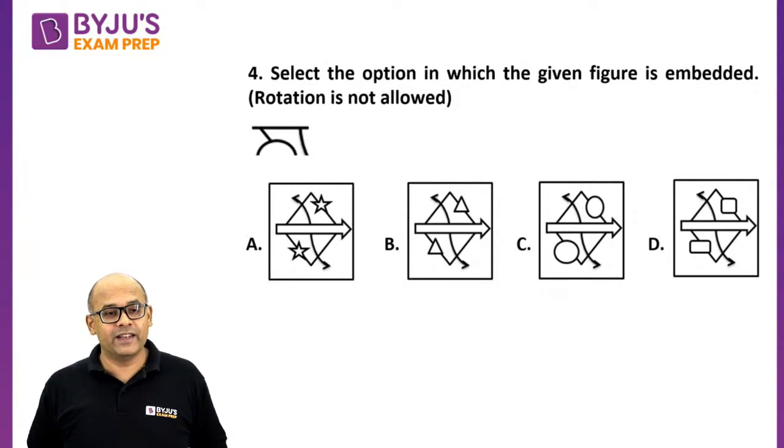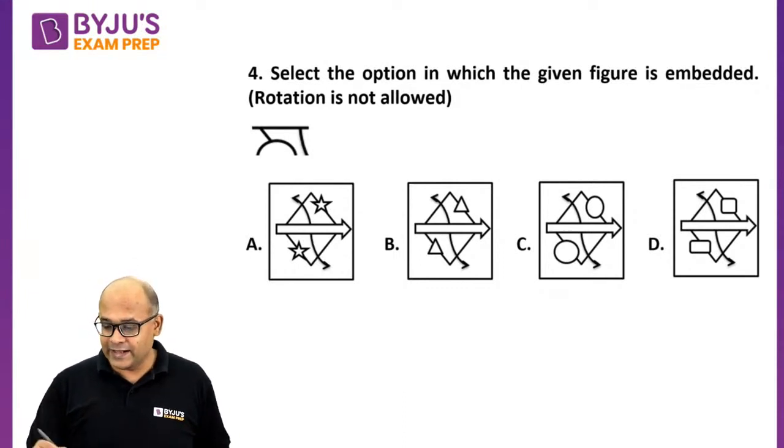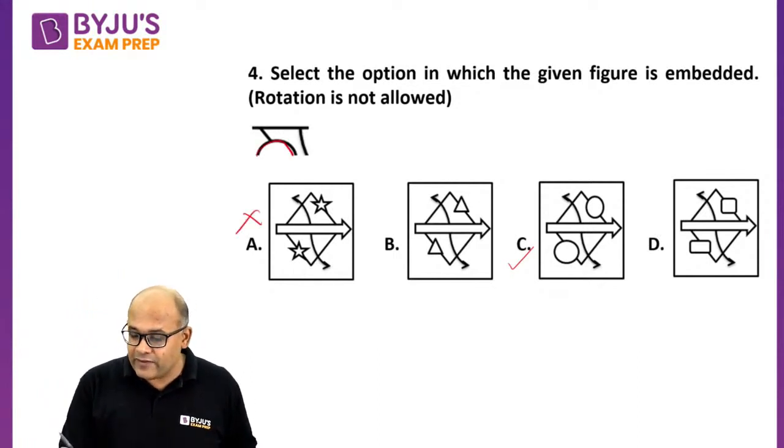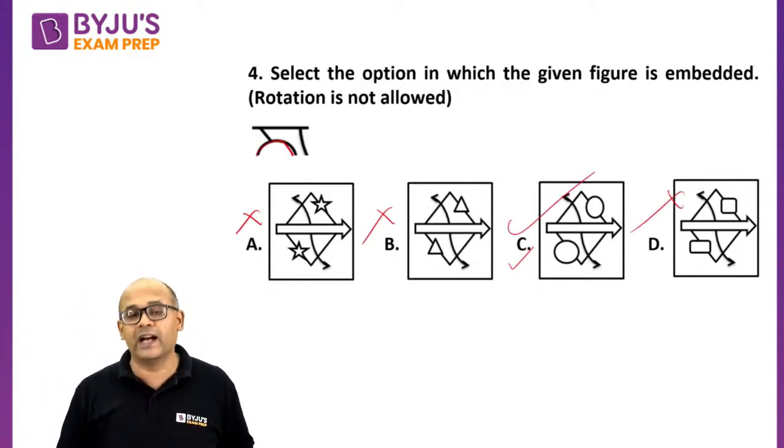6, 7, 8, 9 and 10. Yes, the correct answer is C. You're supposed to look for a circle. This does not have a circle. No circle, no circle. Answer done.